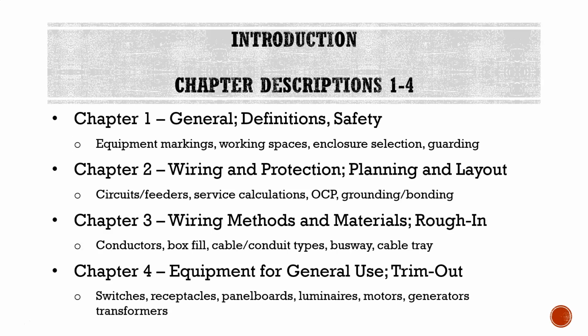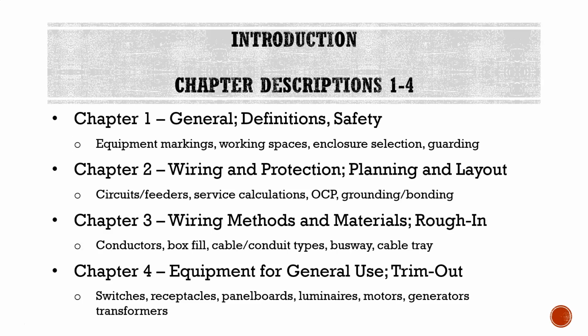So this includes things such as switches, receptacles, panel boards, luminaires, motors, generators, and transformers. So once again, after we've done our rough-in stage, we have conduit and conductors to everything. Then we would go back in and start installing those finished products. So we install our light fixtures, switches, receptacles. We're trimming out panels. We have motors start coming on, transformers that start getting energized, and so on.